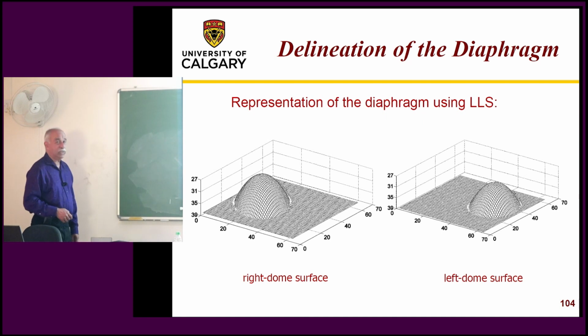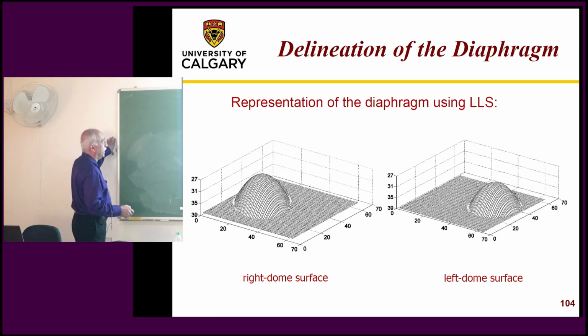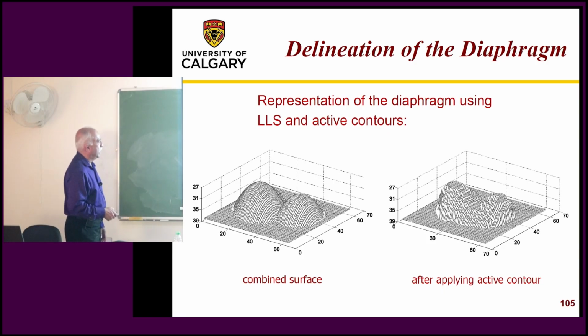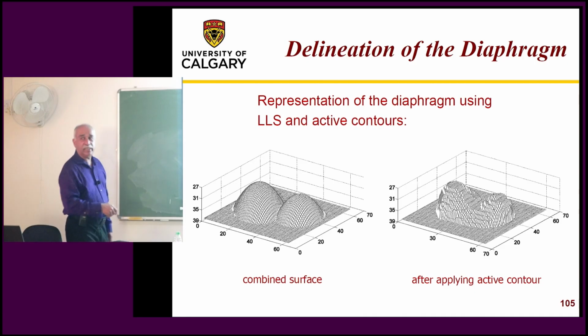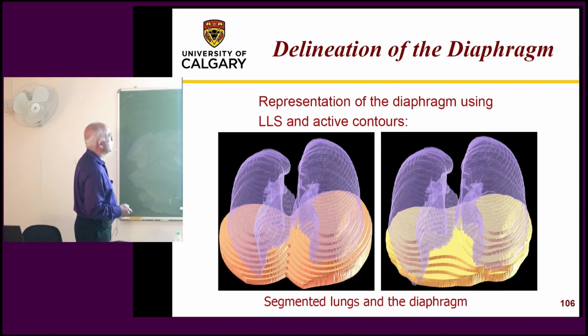So take the lower surface in 3D, put them all together in a stack, and get the lower part, the right part and the left part. And this is using the linear least squares method, the combined surface. After applying it, this is very smooth. After applying the active contour model, we get some details here. Noise is removed, but then you fit the actual edges to this contour using snakes or active contour modeling.